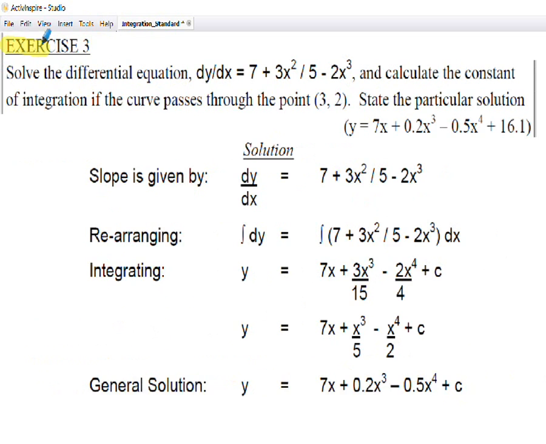Okay, exercise 3 here, we're asked to solve the differential equation dy by dx is equal to 7 plus 3x squared divided by 5, take away 2x cubed. We're asked to find the constant of integration, knowing that the curved path is through point (3, 2), x, y, and state the particular solution.